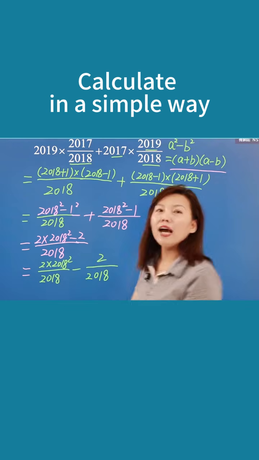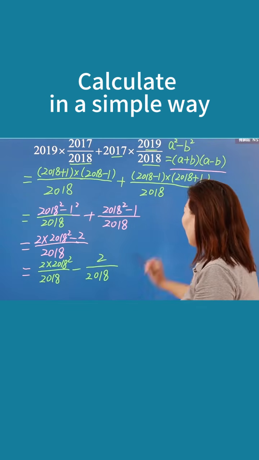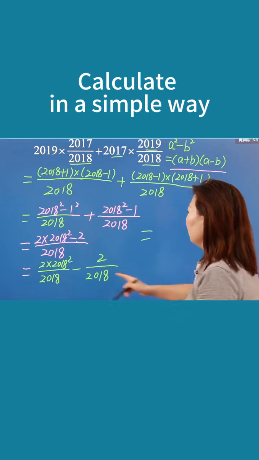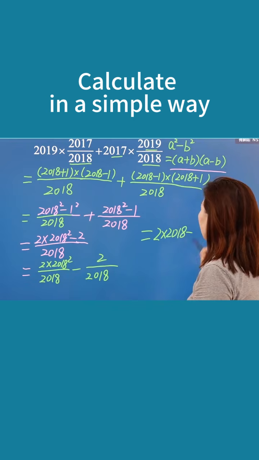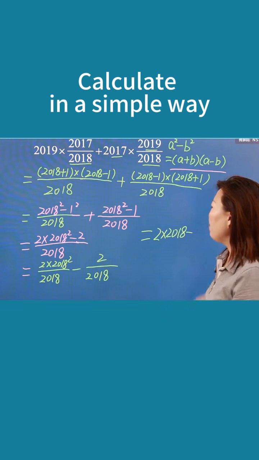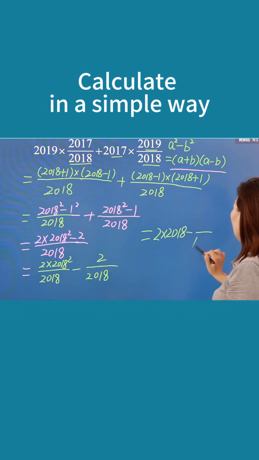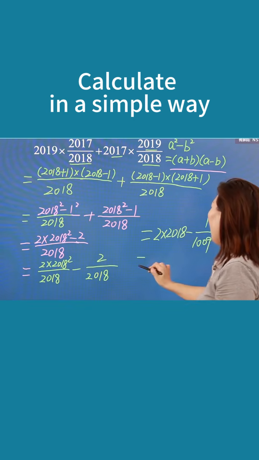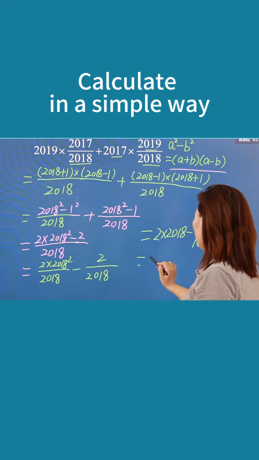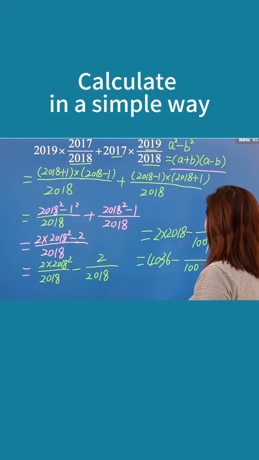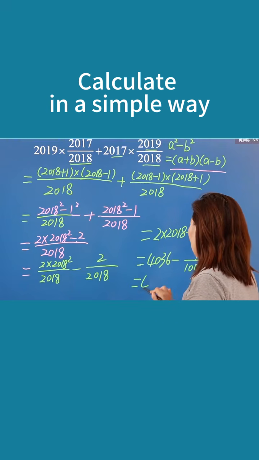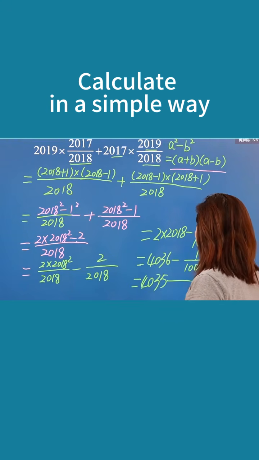Yes. All right, what does it equal next? Let's write it over here. After simplifying, doesn't it become 2 times 2018? Okay, then subtract. After simplifying the latter part, doesn't it become 1 over 1009? All right, next, 2 times 2018 equals 4036 minus 1 over 1009. So the final result is 4035 and 1008 over 1009. Did you learn it?